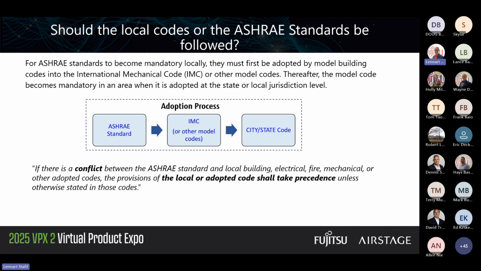What we have seen, though, is that for these standards that reflect R32, the process is faster. These ASHRAE standards say that if there is a conflict between the ASHRAE standard and the local or adopted code, the adopted code shall take precedence. So that's important. ASHRAE puts itself in the background. It's up to the local code to be used, of course.